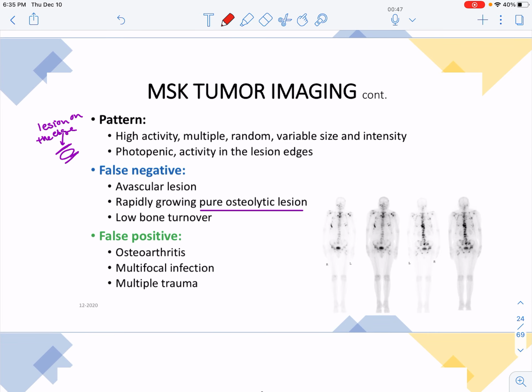And here, a pattern for the tumor imaging. We know that there are many kinds of tumor, and when we see a pattern, this is the most characteristic that is detected by the bone scan, whole body bone scan. High activity, multiple, random, variable size and intensity, photopenic. The lesion itself could be photopenic, and there is activity in the edge of this lesion.